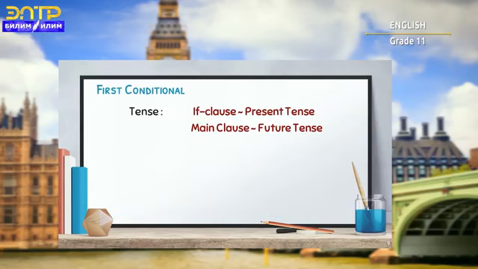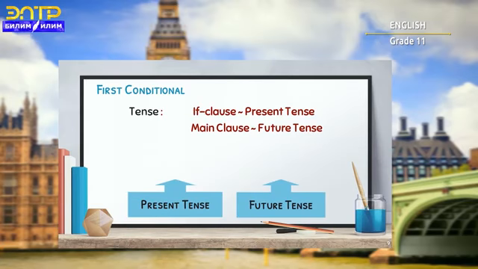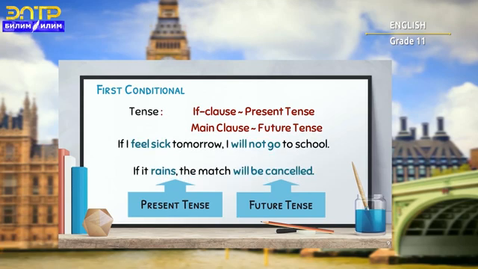The first conditional deals with predictions of future, cause and effect. So the form is if clause, then present tense main clause, and then future tense. If I feel sick tomorrow, I will not go to school. If it rains, the match will be cancelled. The first part is in the present tense, and the result clause is in the future tense.